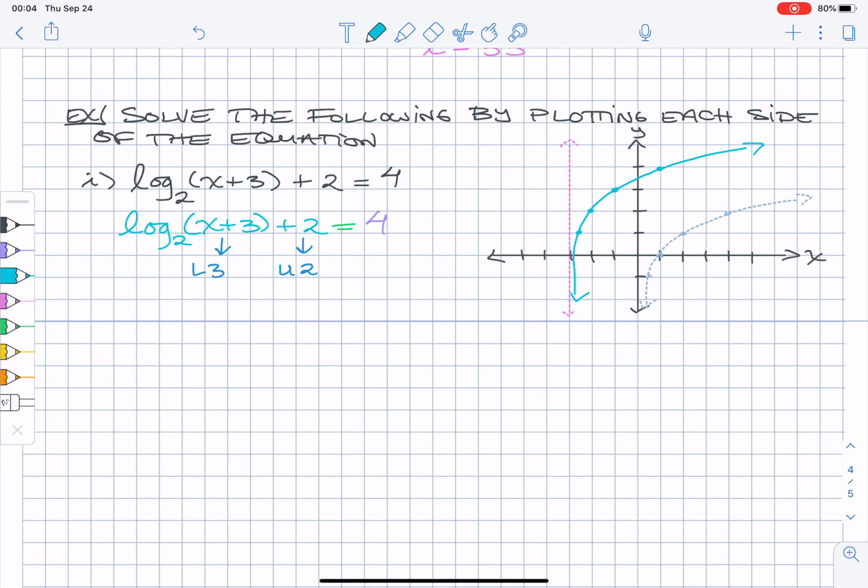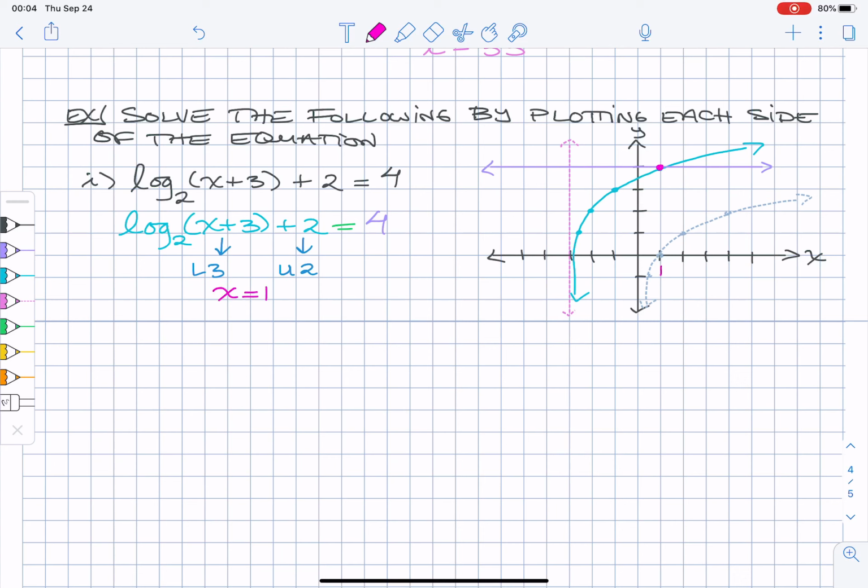And I want to know where that intersects the equation y equals 4. 1, 2, 3, 4. And it's right here. So I claim that the solution is x equal to 1. So x equal to 1. There's my solution, graphically.